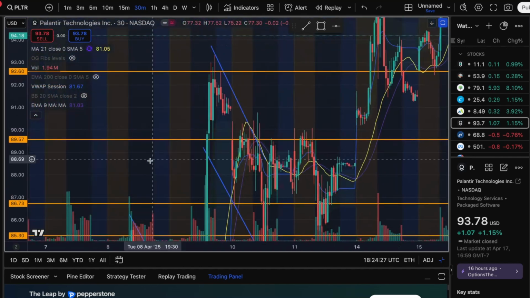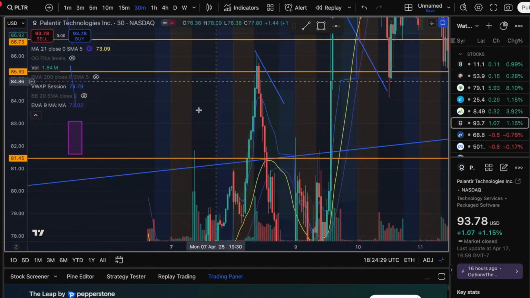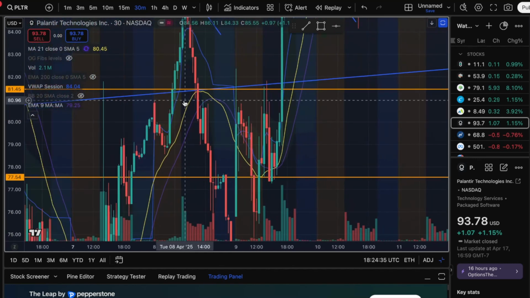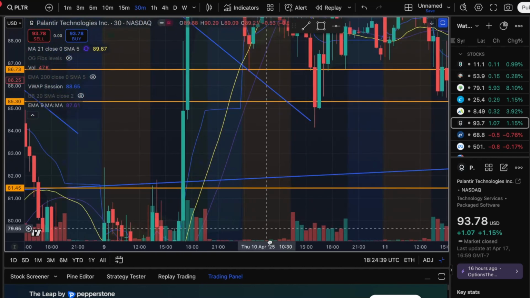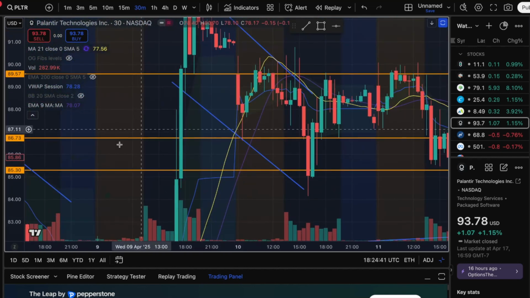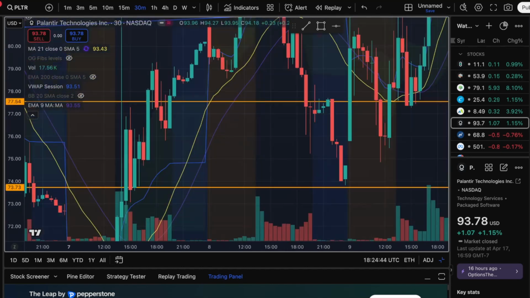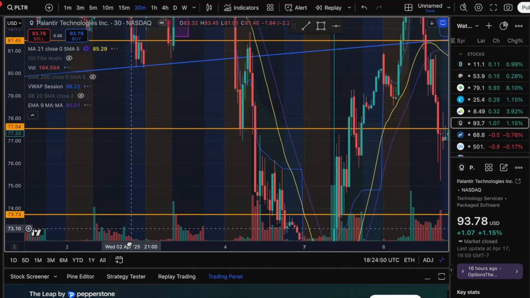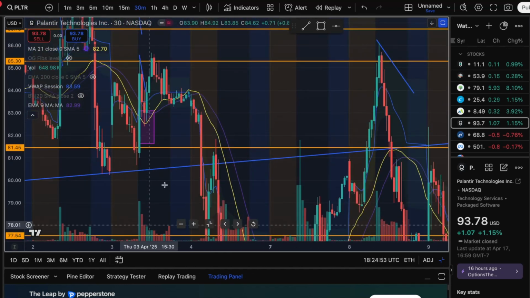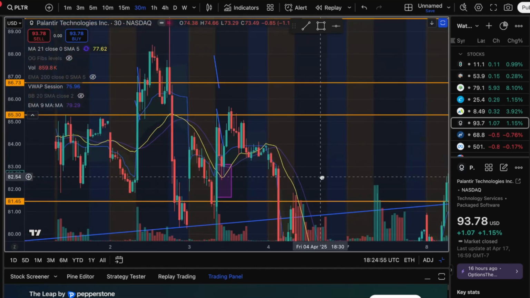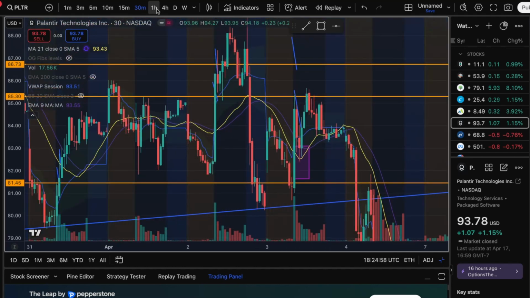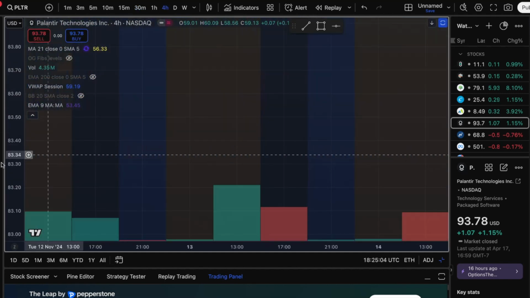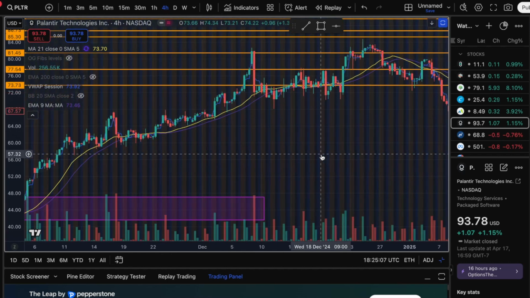Let's see. Let's go back in time a little bit. All right. Let's see what we got here. Now, Palantir is a very aggressive stock, so sometimes the moves here may be a little bit more dramatic, but the same rules do apply. Let's see if we can find something here. Well, let's just look at it in the 4 hour. That'll give us a little bit more.